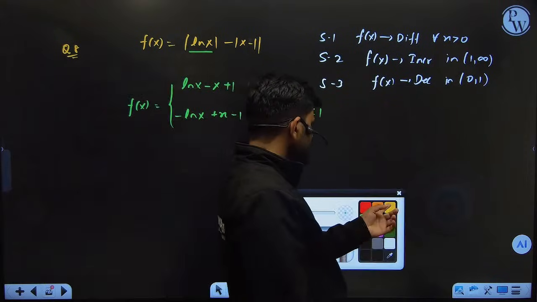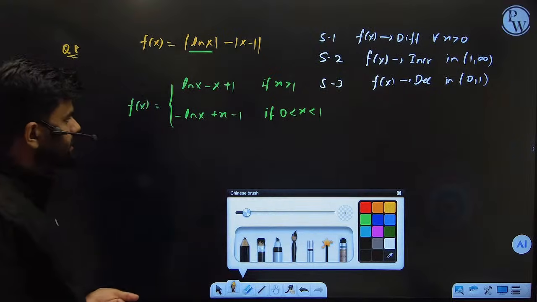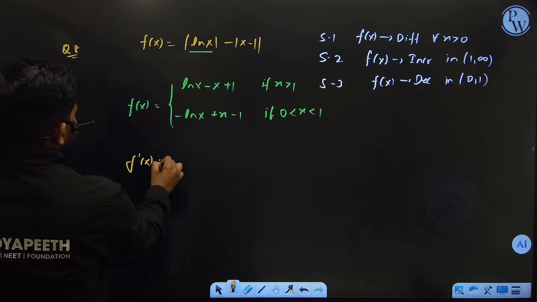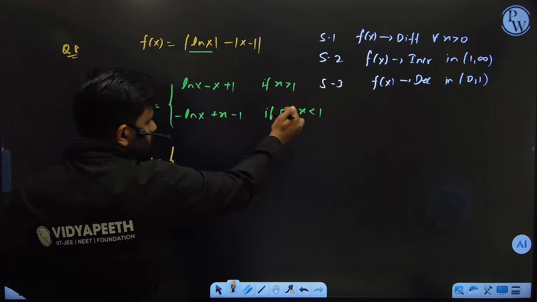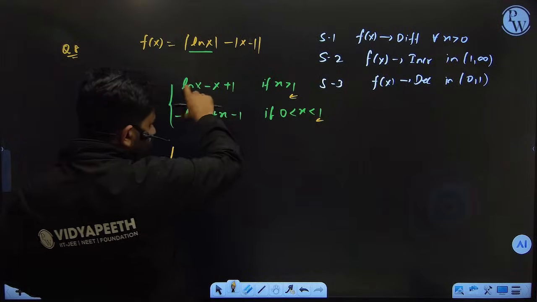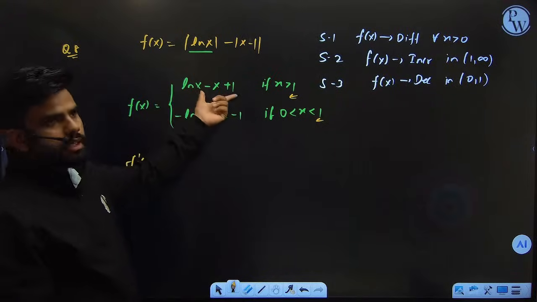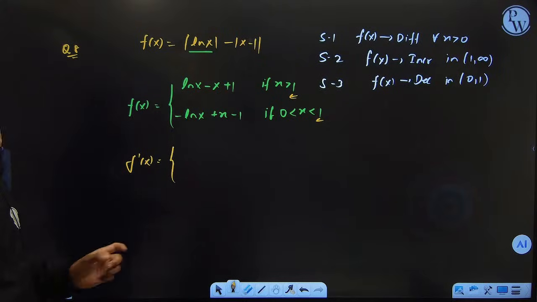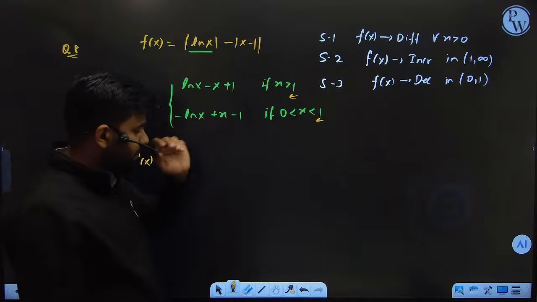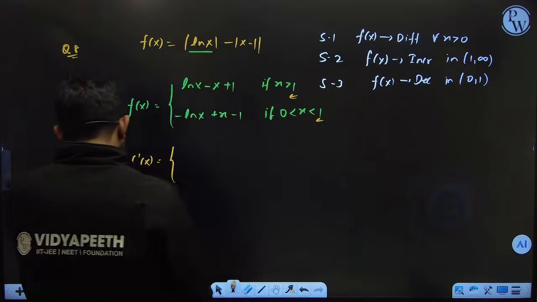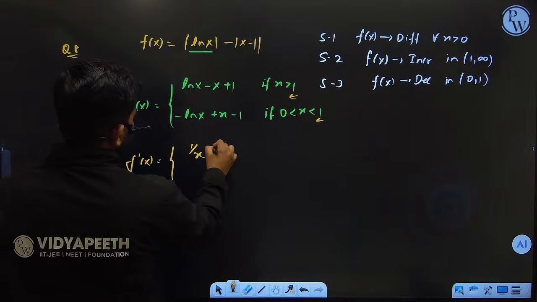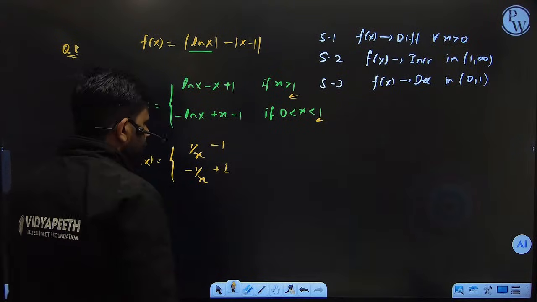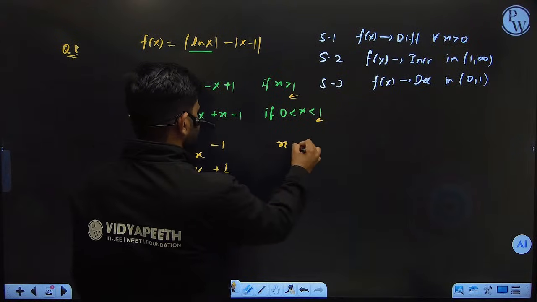Now if we want to check increasing and decreasing, it is very simple. Differentiate these functions. Anyhow, f is continuous at x equals 1, because if you put x equals 1 in both the equations, you will get the same answer. So LHS is equal to RHS, and at 1 it is continuous. If we differentiate, this will be 1 by x minus 1, and this will be minus 1 by x plus 1.